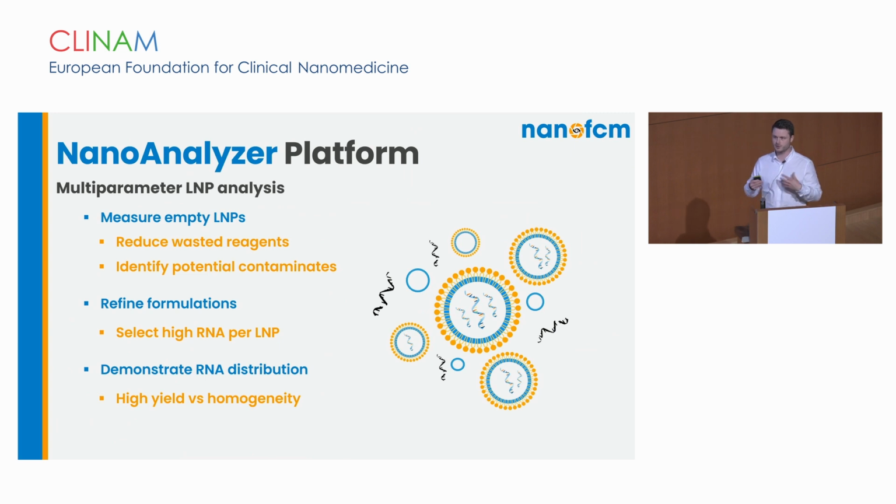So what that can do for you is help you identify wasted reagents and reduce those expenditures, as well as identifying potential contaminants, whether that's increased empty LNPs or increased free mRNA in the system, so a lower encapsulation efficiency. When it comes to refining the formulations as well, it helps you make that decision where you can decide whether you're more interested in high yield or homogeneity. So giving you all those data points to make those decisions.